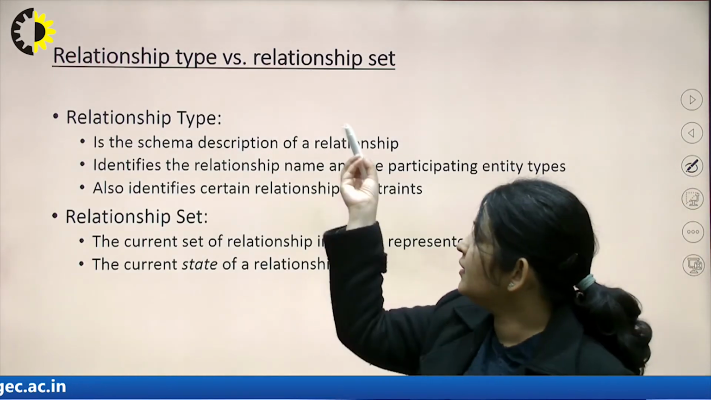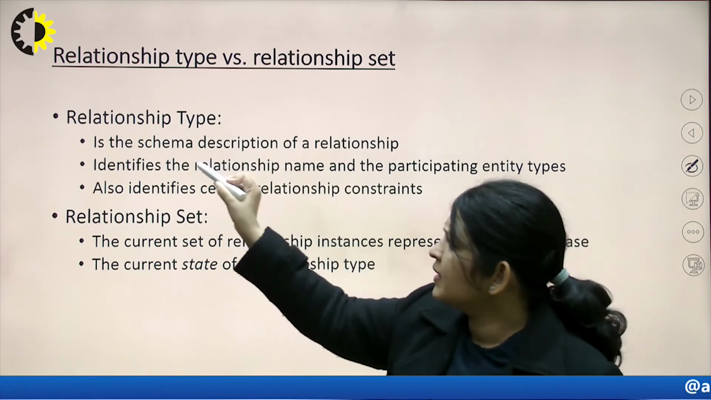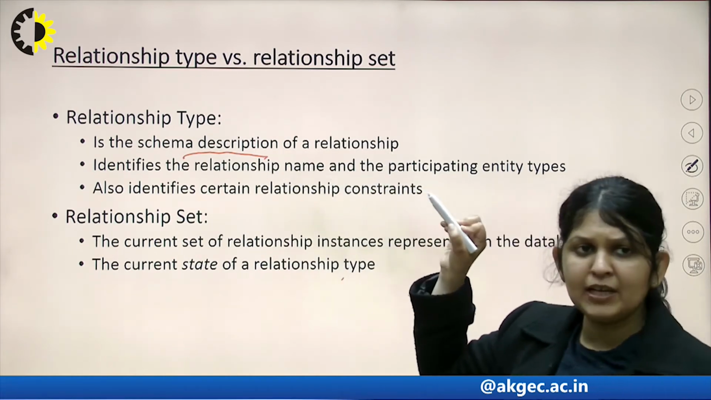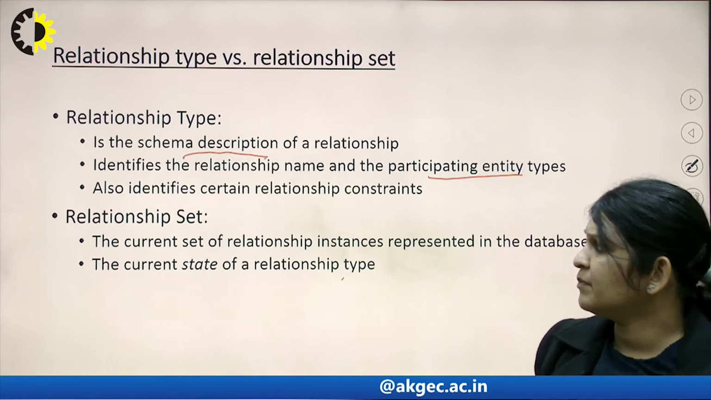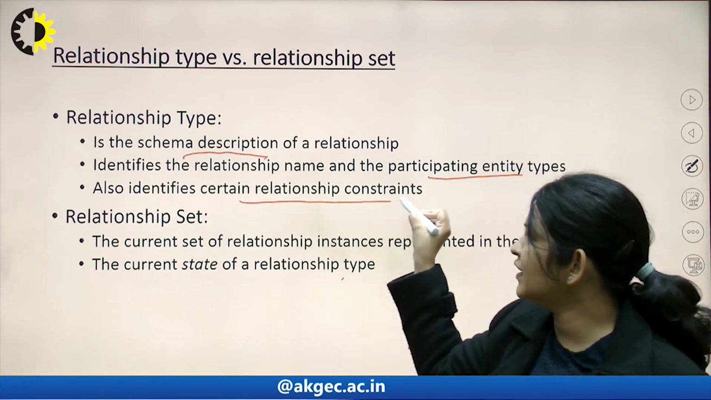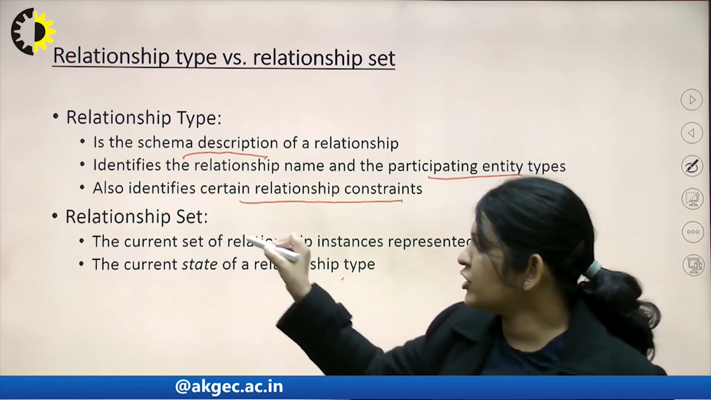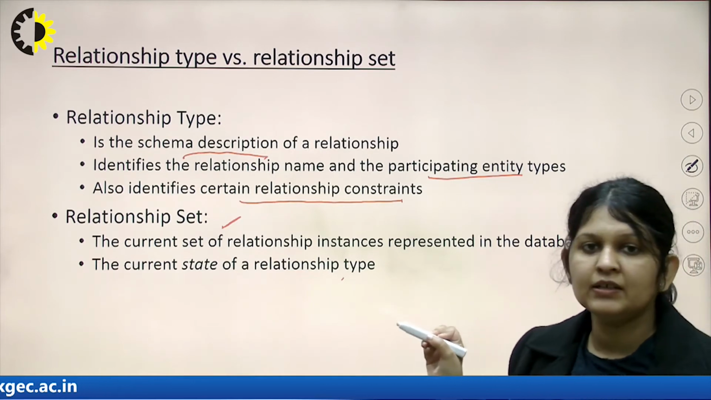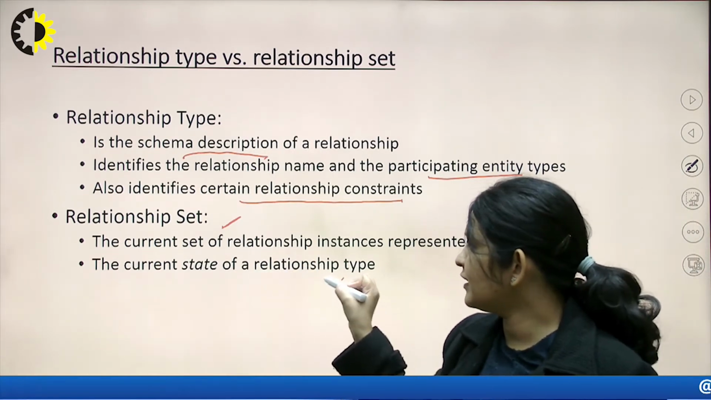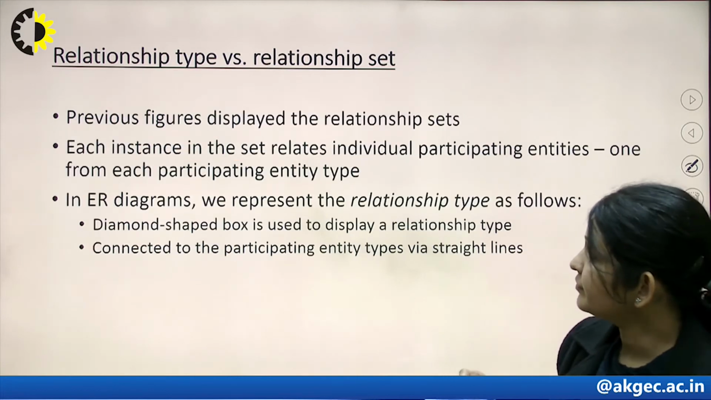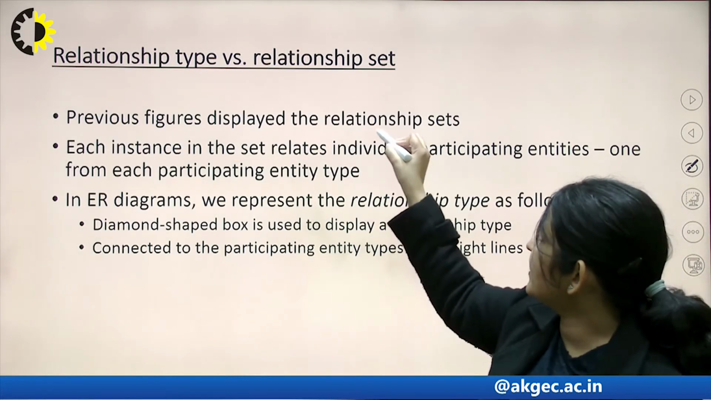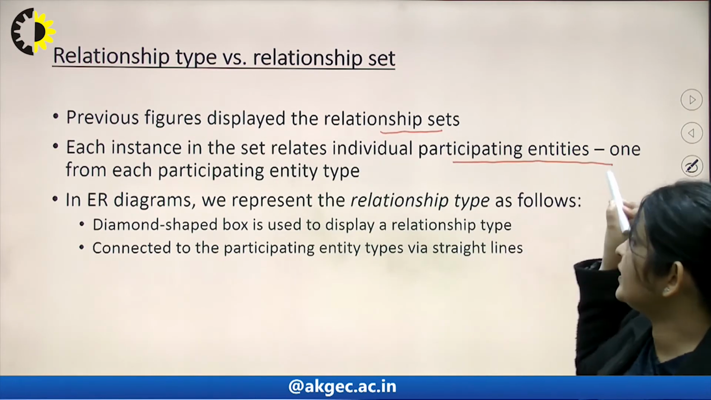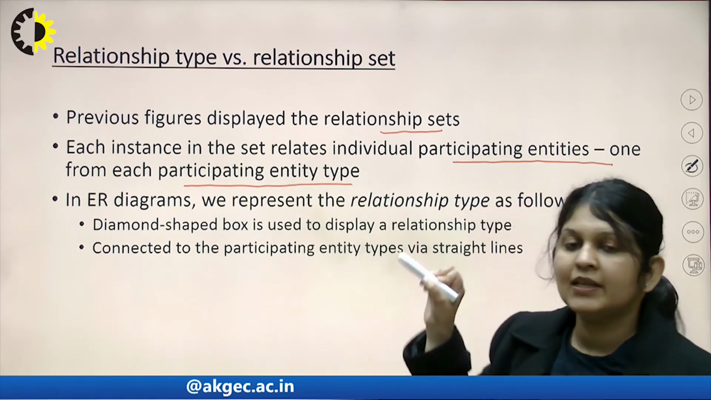Relationship type versus relationship set. Relationship type is a schema description of a relationship, identifies a relationship name, then the participating entity types. It also identifies certain relationship constraints. Whereas relationship set is the current set of relationship instances represented in the database, the current state of the relationship type. So previous figures displayed the relationship sets. Each instance in the set relates individual participating entities, one from each participating entity type.